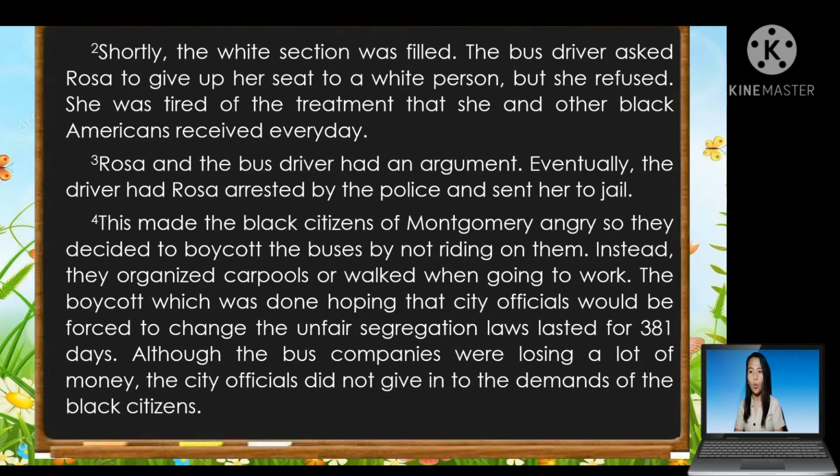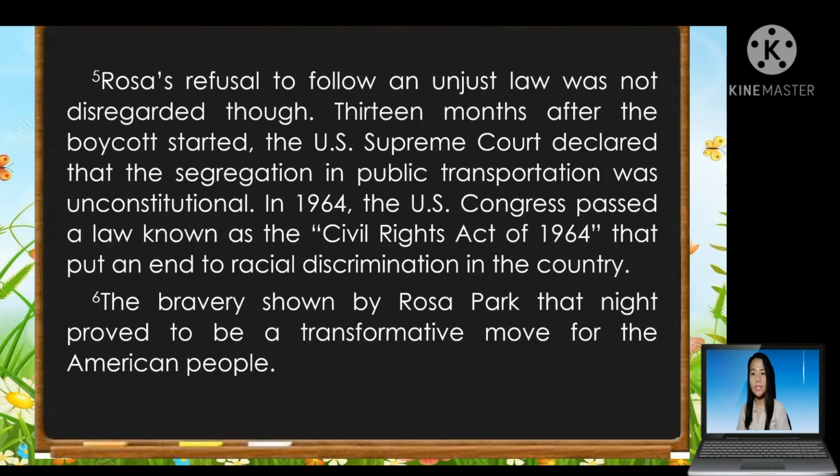The boycott, which was done hoping that city officials would be forced to change the unfair segregation laws, lasted for 381 days. Although the bus companies were losing a lot of money, the city official did not give in to the demands of the Black citizens. Rosa's refusal to follow an unjust law was not disregarded, though. 13 months after the boycott started, the U.S. Supreme Court declared that the segregation in public transportation was unconstitutional. In 1964, the U.S. Congress passed a law known as the Civil Rights Act of 1964 that put an end to racial discrimination in the country. The bravery shown by Rosa Parks that night proved to be a transformative move for the American people.